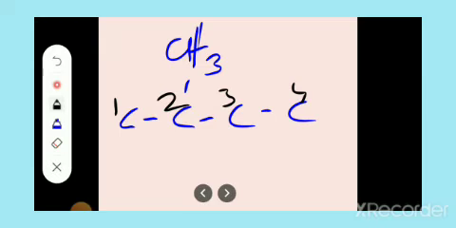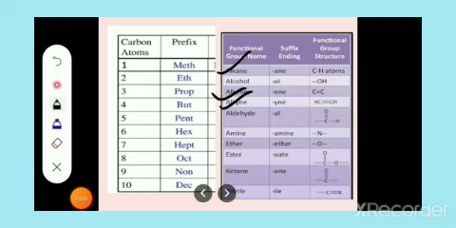Now I will name it. The alphabetical order of naming will come later, but first we will write how many carbon atoms there are. First you tell me how many carbon atoms there are. Then 4. We have learned that 4 means but. So we are going to write that there.